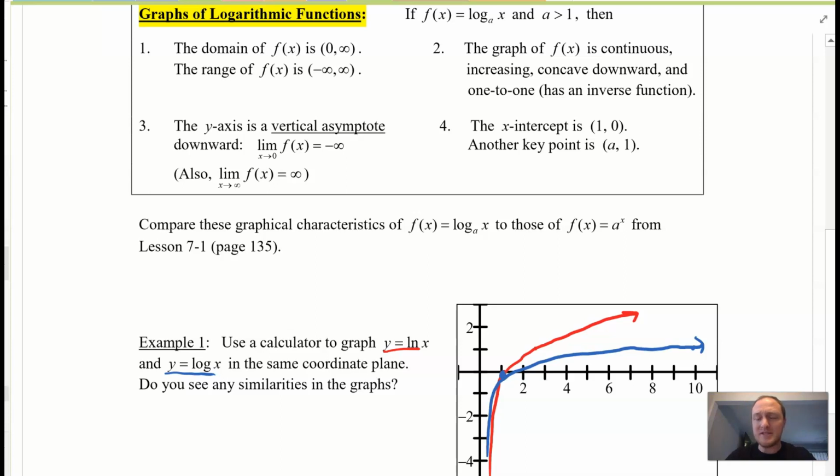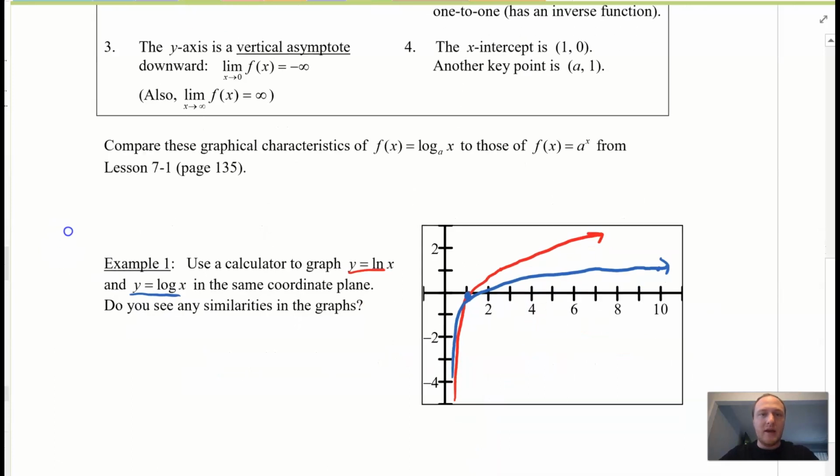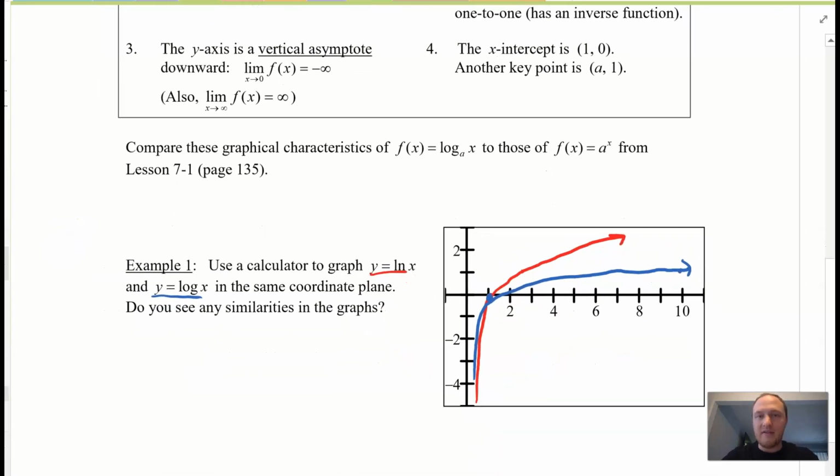And this should make sense because this is the inverse of an exponential. Remember, an exponential had negative infinity to positive infinity, and then the range was limited. Well, here, it's switched, and that makes sense. The graph is continuous. It's increasing and concave downward. Okay, and again, we have a vertical asymptote, and we have a key point, which is an intercept.